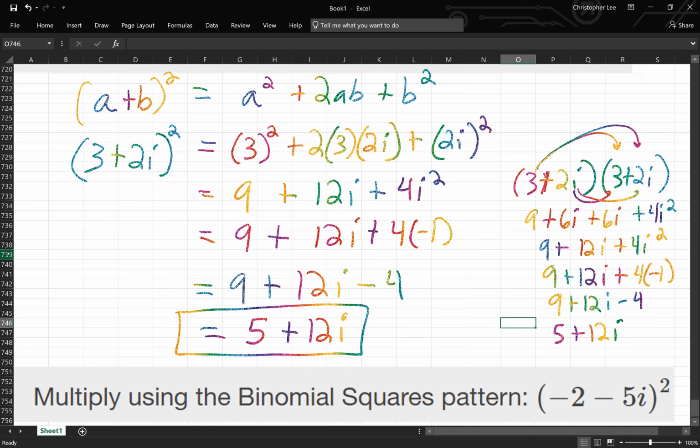As long as you give me the right answer, I don't care. Then let's try this one on the bottom. A little better? Okay, that's fine. FOILing actually works for all the binomial multiplications.